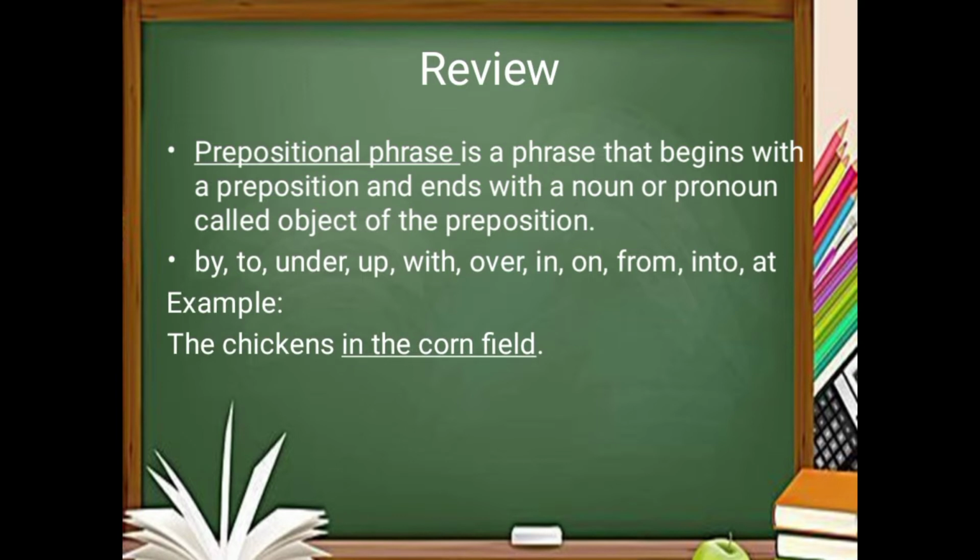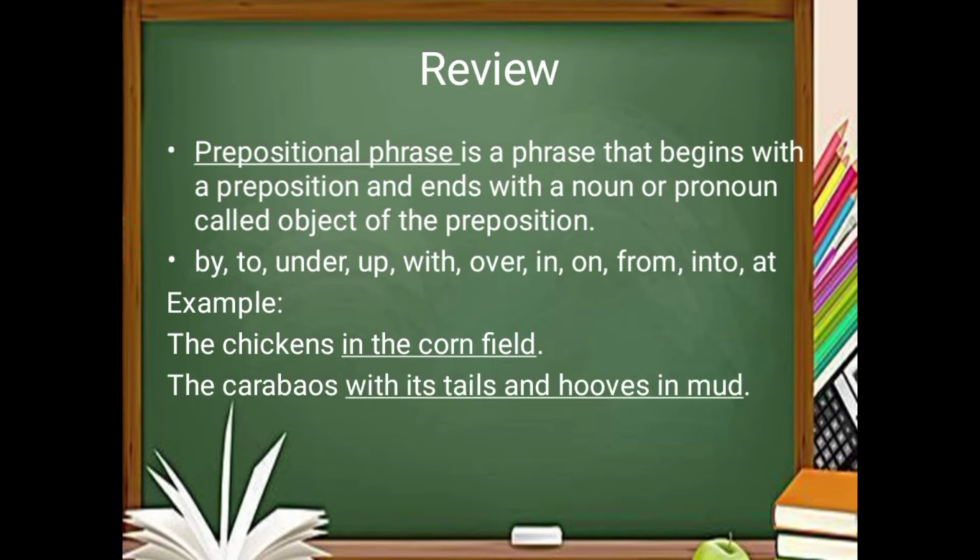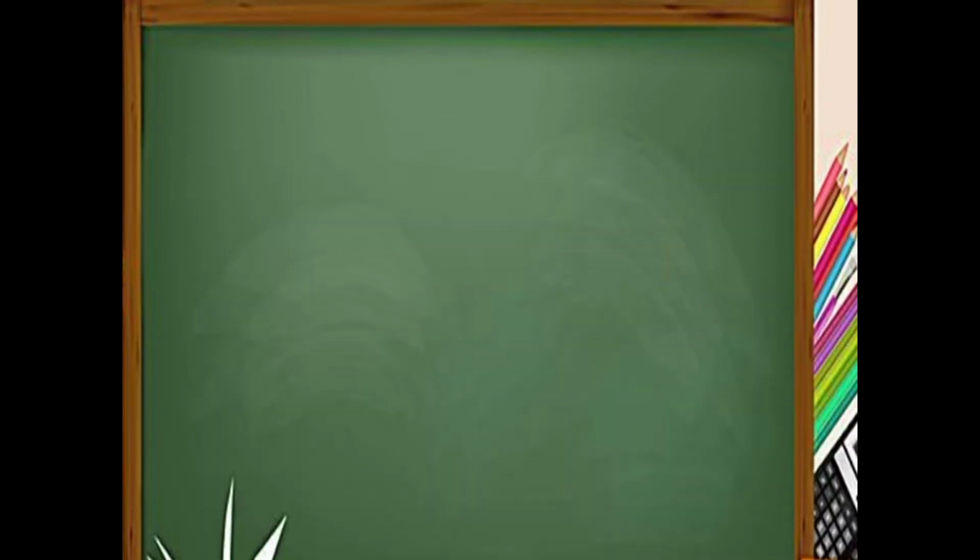The chickens in the cornfield. In the cornfield is the prepositional phrase. It begins with the preposition in. The carabaos with its tails and hooves in mud. With is a preposition. The underlined words are the prepositional phrase.